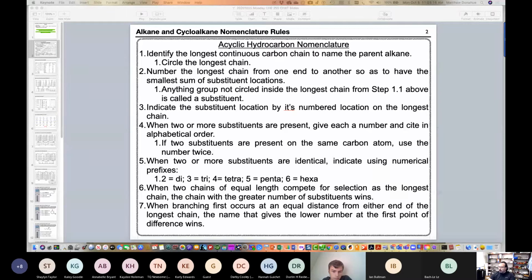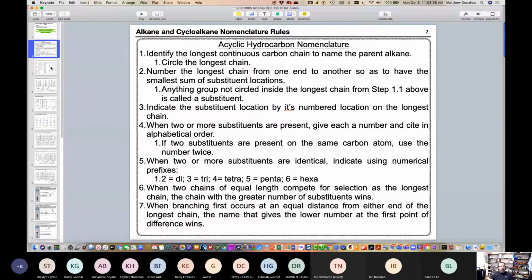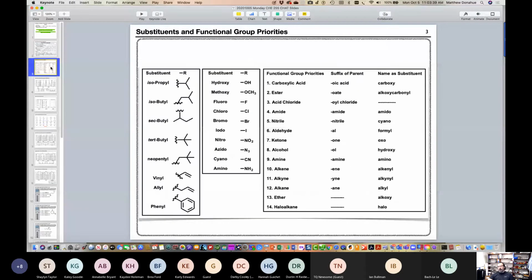Basically, we're going to go through pretty much all the functional groups you've learned so far, the hydrocarbons, then we'll get into alcohols, amines, then the oxidation state 3 functional groups. So let's just go ahead and get into it.